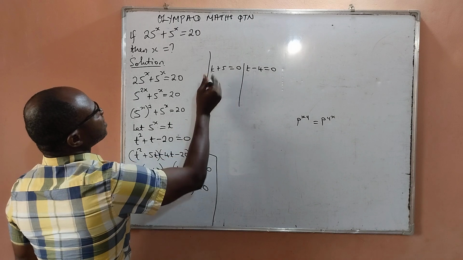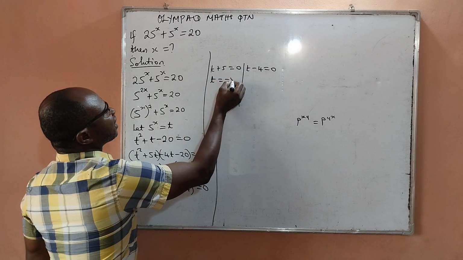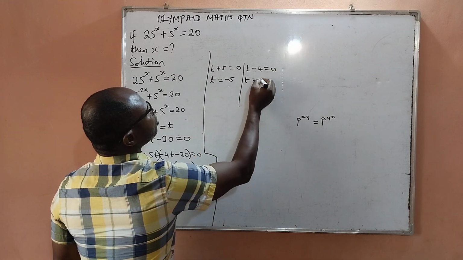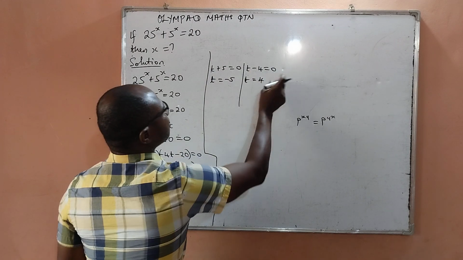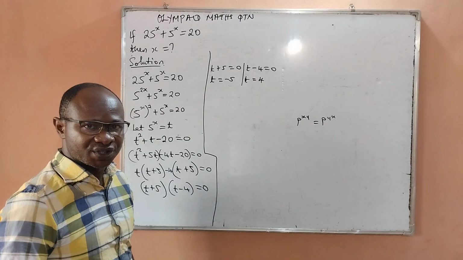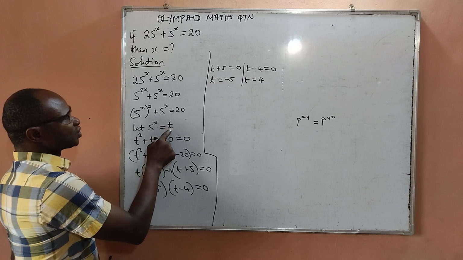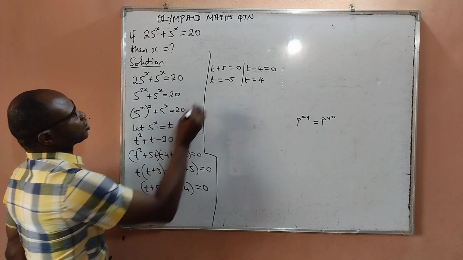If I work this place, the value of t will now be, moving plus 5 to the right hand side, to get minus 5. And here the value of t will be equal to 4. That is, moving negative 4 from the left to the right hand side will give me this. So now I have gotten the value of t. But remember, we said let 5 raised to the power x be equal to t. Now that I have known the values of t, I will place it in this position.